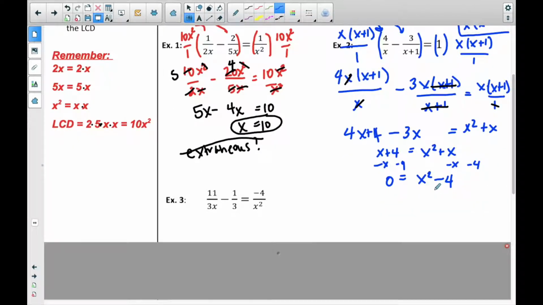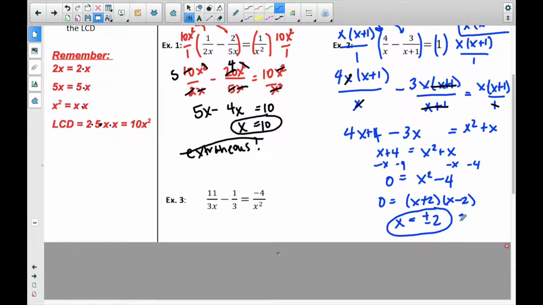Now I need to solve this quadratic any way I want to. I can solve it by quadratic formula, I can solve it by factoring, I can even solve it by just taking the square roots. But I'm going to solve it by factoring because I think a lot of us are familiar with that. So that's x plus 2, x minus 2, and then we can solve that and we get our solutions are positive and negative 2.